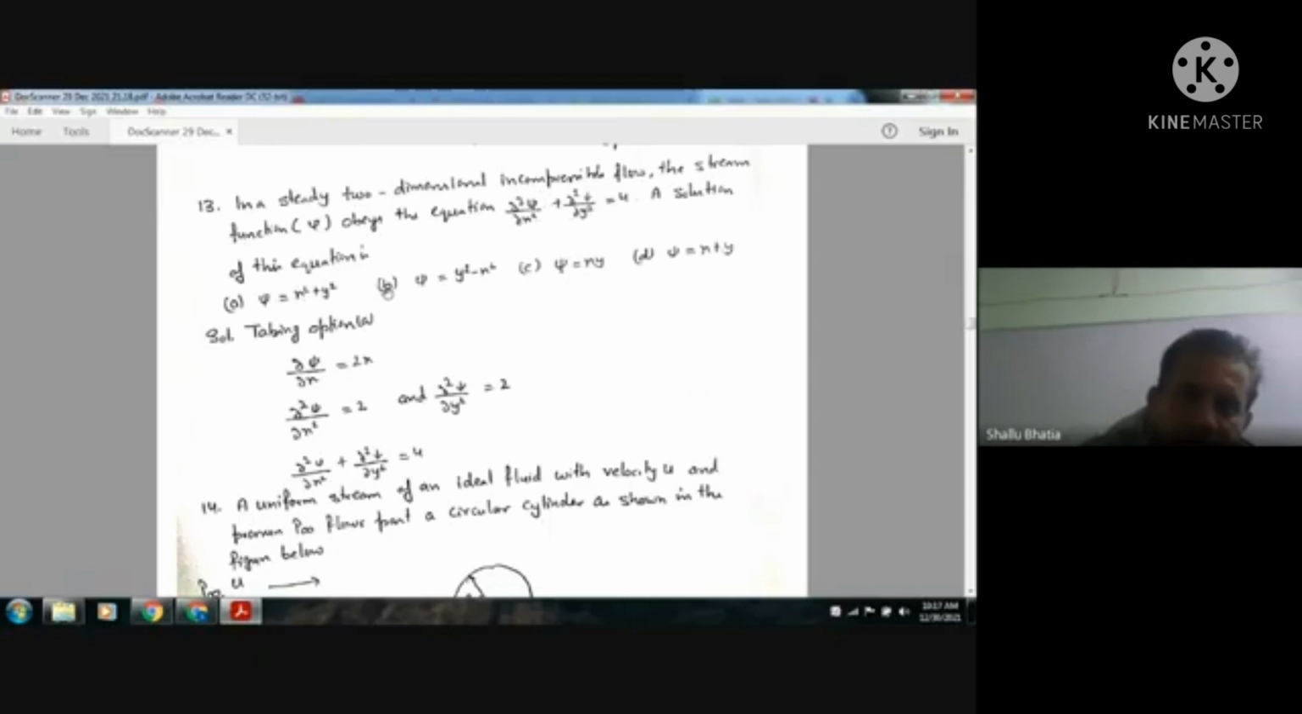So here the equation is given. Take the options one by one. If we differentiate psi with respect to x two times, this will be 2, and if we differentiate with respect to y two times, keeping x constant, we get 2. If we add them we get 4, which is the equation given. So it could be option A, B or C, so you have to check all of them. Now we are getting option A, so the answer is A.